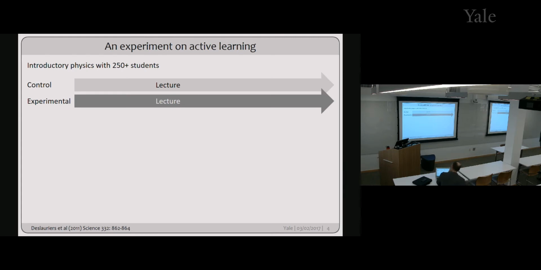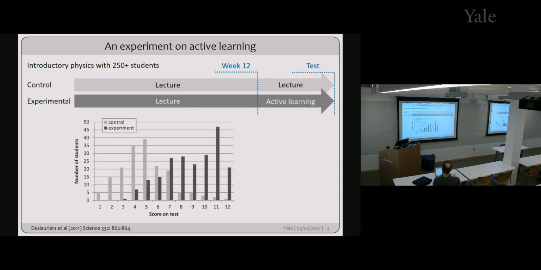Right, so I'm going to start with a study or an experiment on active learning in physics done by people in Carl Wieman's group at the time at the University of British Columbia. In this case, there's an experimental group and a comparison group where both have lectures for the first 12 weeks of the course, and then in the last week, one section did various types of active learning activities for the material discussed, and then there was a test just on this material at the end. What they found was that students in the active learning section scored a lot better on this particular test that focused on the material learned in the last week.